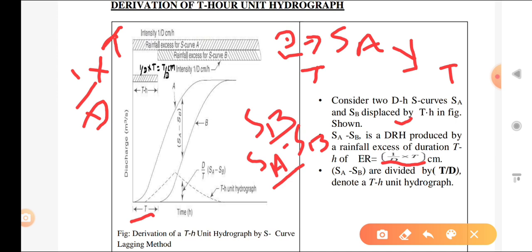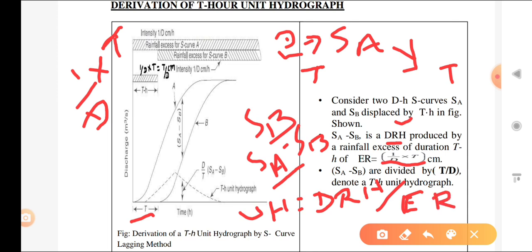Okay. But we have to find the unit hydrograph, so we have to find the DRH. How will we convert that DRH to the unit hydrograph? You know that, we have discussed it previously also. The unit hydrograph is the DRH divided by the effective rainfall. So when you divide the DRH by the effective rainfall, that will be your required T hour unit hydrograph. Okay, so that is the procedure.